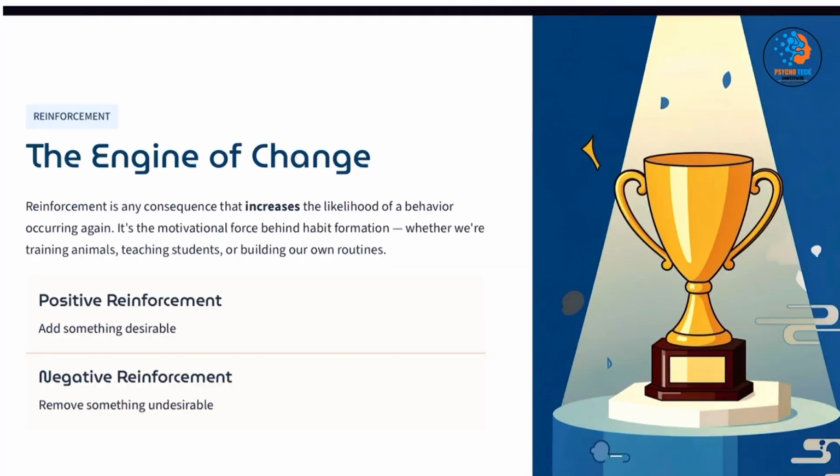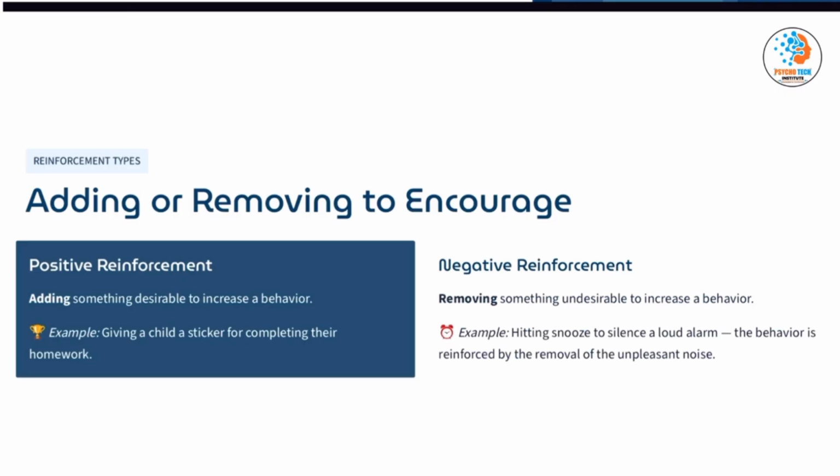Reinforcement is the key concept in operant conditioning. It refers to any consequence that increases the likelihood of behaviors being repeated. Reinforcements act as a motivating force behind habit formation, whether it is in learning, training, or daily routines. There are two types of reinforcement: positive and negative.